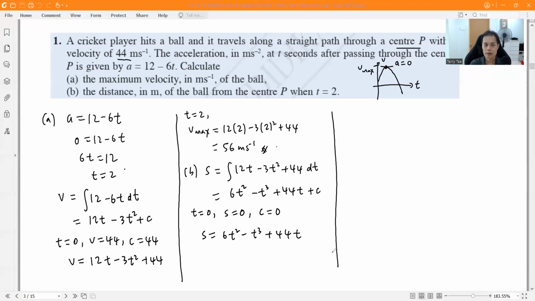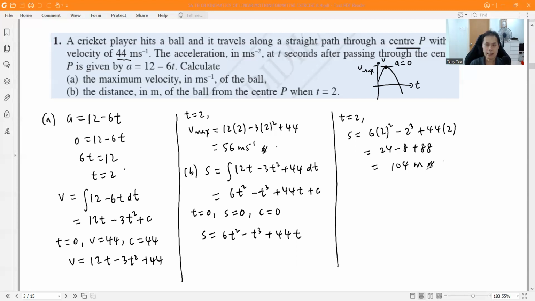And to find the distance when t is 2, very simple, we substitute t equals 2. You will get s equals 6 times 2 squared, which is 4. You can write 4 straight away. Then 2 cubed, which is 8, plus 44 times 2. This will be 24 minus 8 plus 88. So basically 24, 88 plus 16, I get 104.